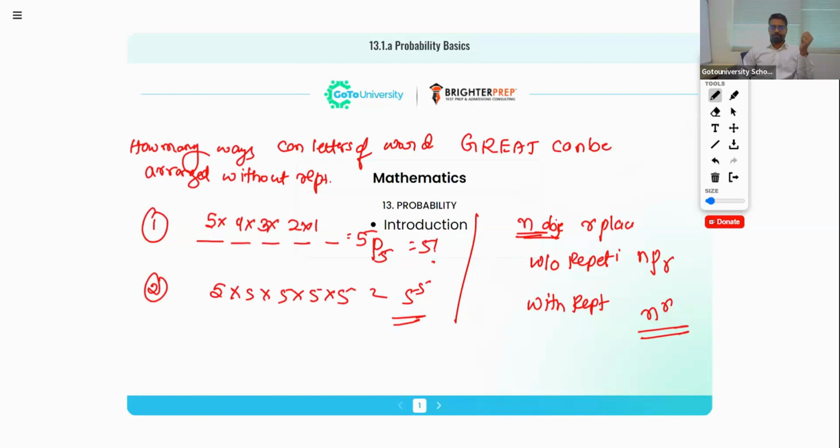Remember? Yes. So again, make a note of this. A task done without repetition becomes permutation. With repetition, it becomes n power r. Here P stands for permutation. Why do we use the letter P? It stands for permutation. Okay? Yes.